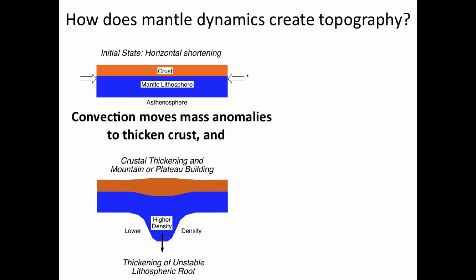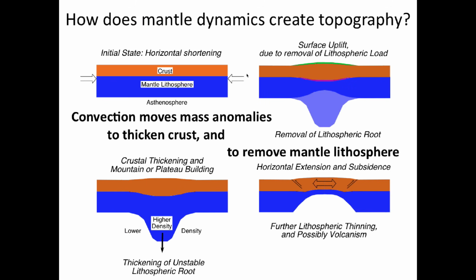Okay, so I'm just about at the end. How does mantle dynamics create topography? Well, convection moves mass anomalies to thicken crust. Airy was right about that. It does that for us. It also allows us to remove mantle lithosphere. The convective process removes that. You remove that, and the surface goes up. It does both of these. Big-scale convection causes crustal thickening. Convective processes remove mantle lithosphere, but they do it in a state of nearly isostatic equilibrium. So the dynamics that are involved in the removal of the mantle lithosphere are unimportant. It's just that you're in a state of isostasy.